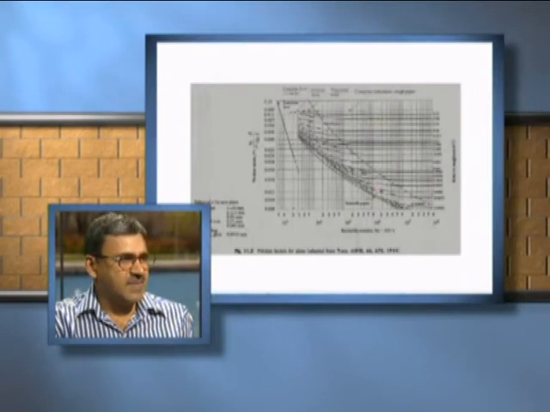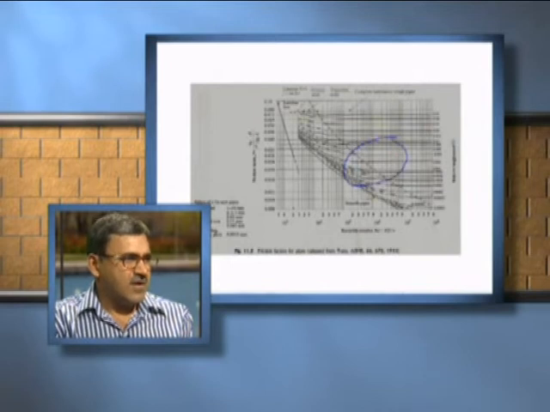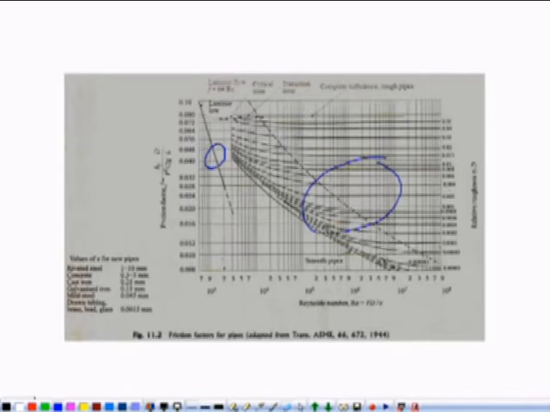So, either with the help of the Moody chart for the turbulent flow region, or with the laminar concept, using 64 divided by Reynolds number, we can get the friction factor. Once we know the friction factor for a particular flow situation, we can find the head loss by using the formula hf is equal to f L V square divided by 2 g D, and once we know the head loss, we can decide the size of the pump required to maintain that flow rate.